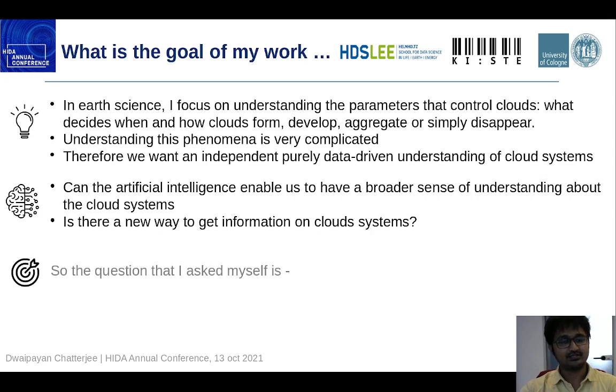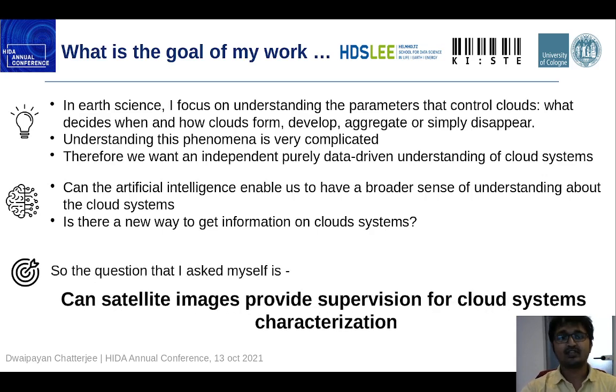Therefore, the question that I ask myself is, can the satellite images provide supervision for the cloud system characterization? Or in other words, can it be a data-driven task for the deep learning method?